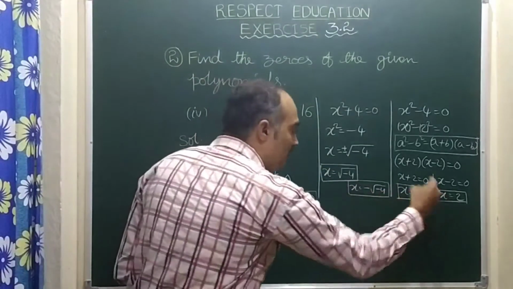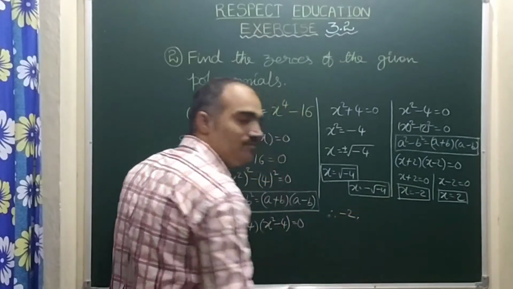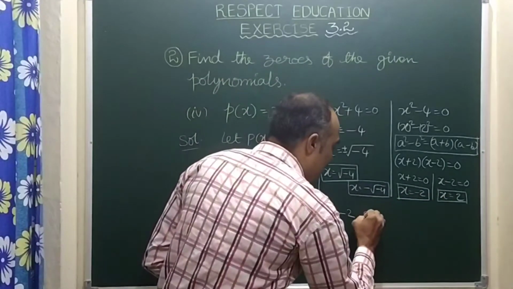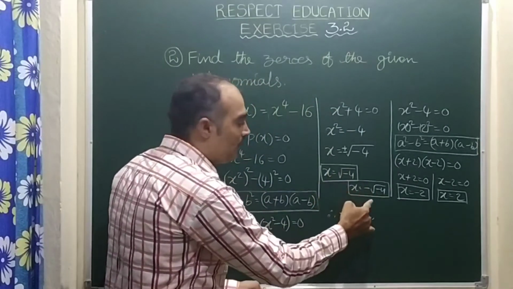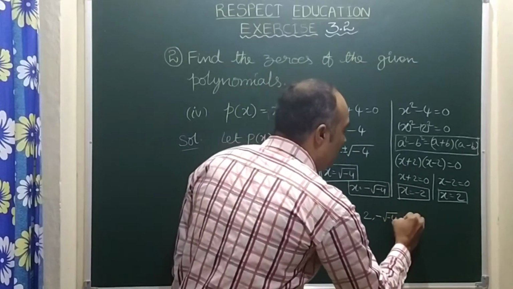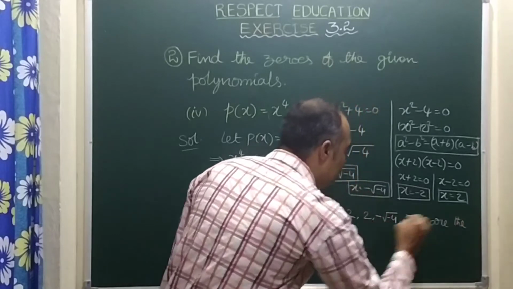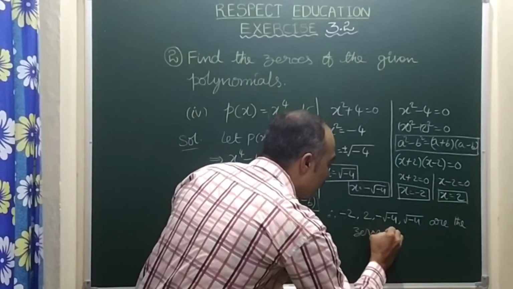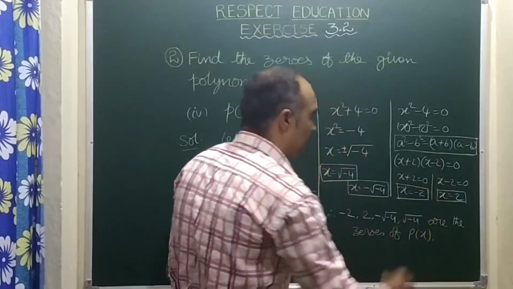So here the given polynomial has 4 zeros. If we write them in order, you see minus 2, this is 1, plus 2, this is the second root, and these two. So we can write minus root minus 4 comma root minus 4, these are the zeros of the given polynomial p of x.